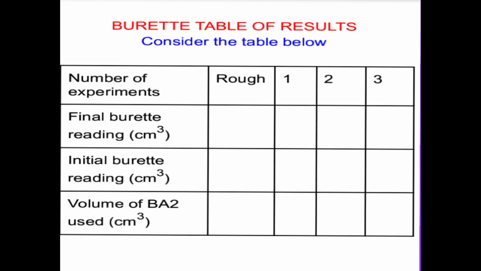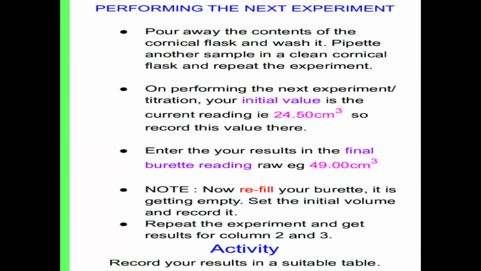Our initial burette reading has been 24.50. Our final, we have got 49.00. So we shall enter our results there. Then after we subtract the initial volume from the final volume, we get the volume of the solution used, or volume of BA1 or BA2 used. So now, here we are. We have got that value.